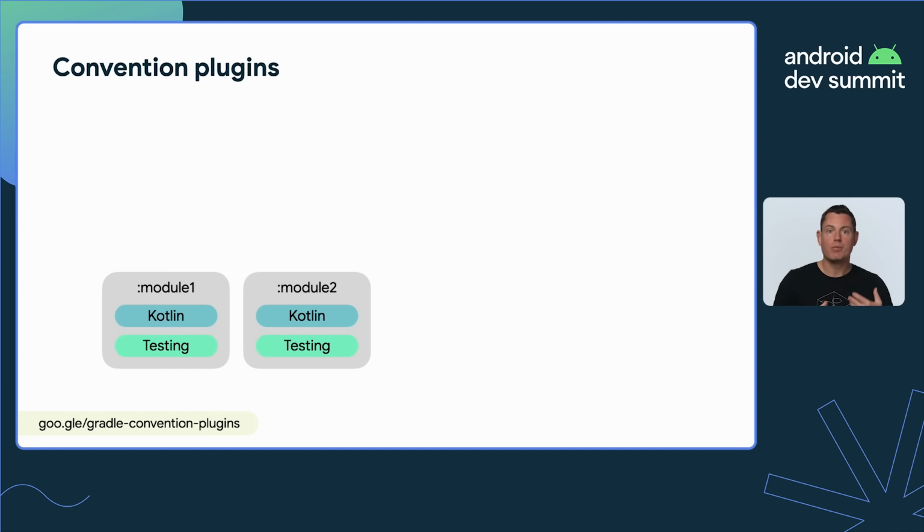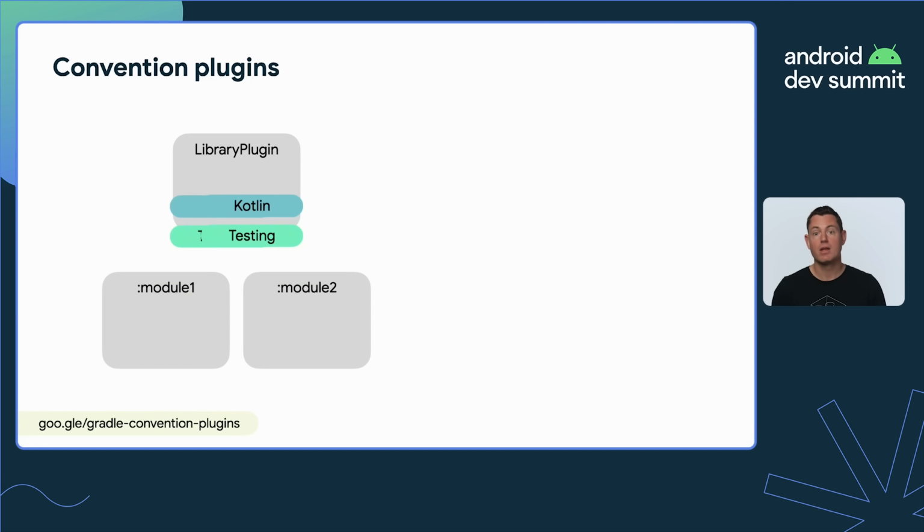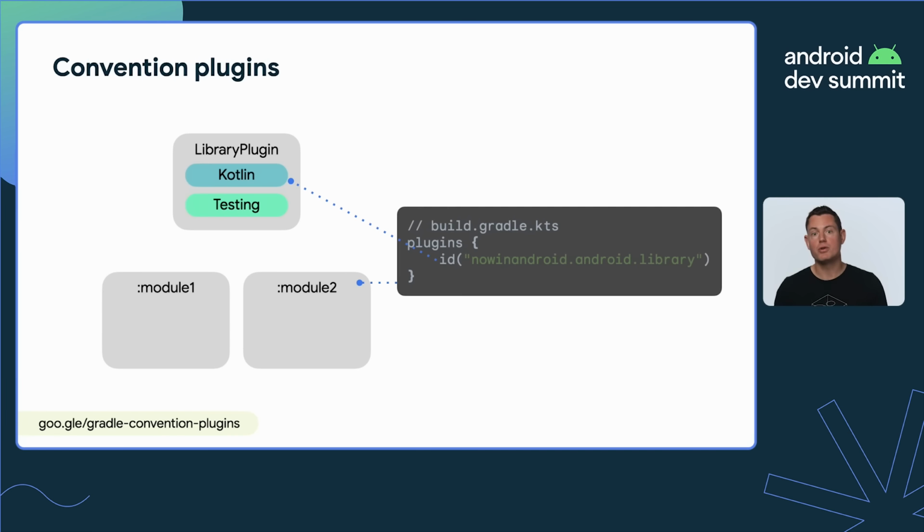Now, a common problem with modularization is that you end up with lots of duplicate dependencies and configuration blocks inside your build files. We solved this in Now in Android using a feature called convention plugins. The idea is to move common options and dependencies into a plugin, and then include that plugin in all the modules which require those options. This way, all your configuration stays in one place and can be easily updated.